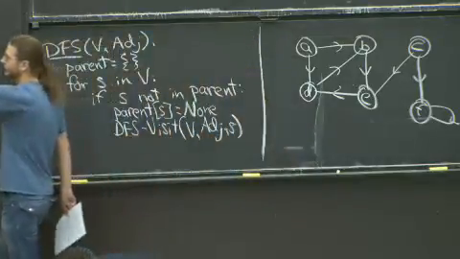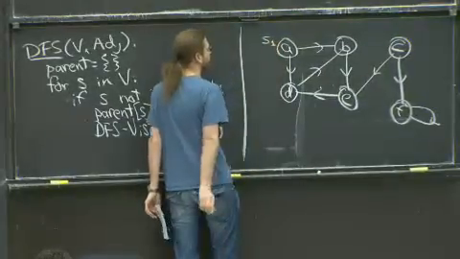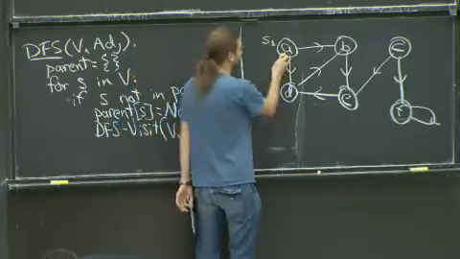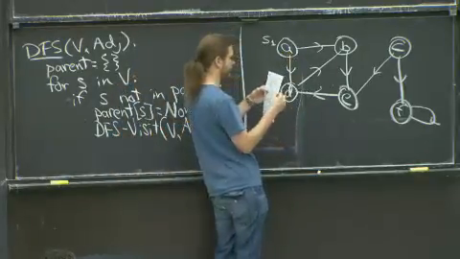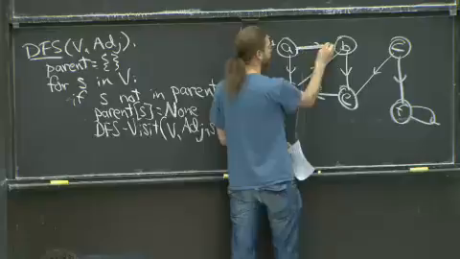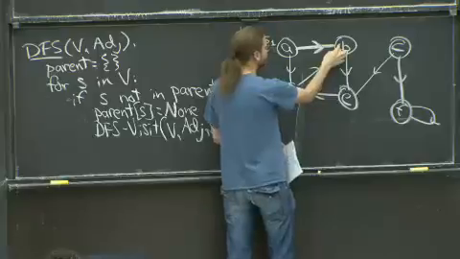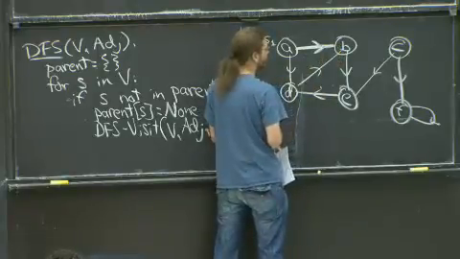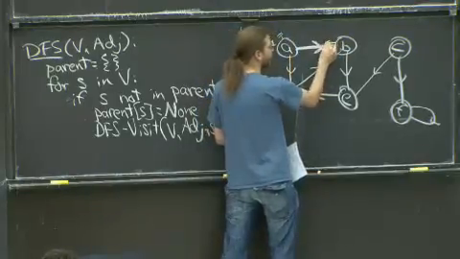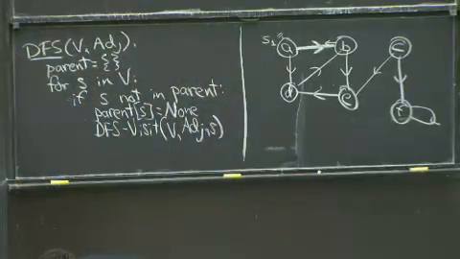So we enter here with S equals A. I'll mark this S1 to be the first value of S at this level. First edge we look at, there's two outgoing edges. Let's say we look at this one first. We look at B. B has not been visited yet, has no parent pointer. So we give B a parent pointer of A. That's here. Then we recursively visit everything from B.